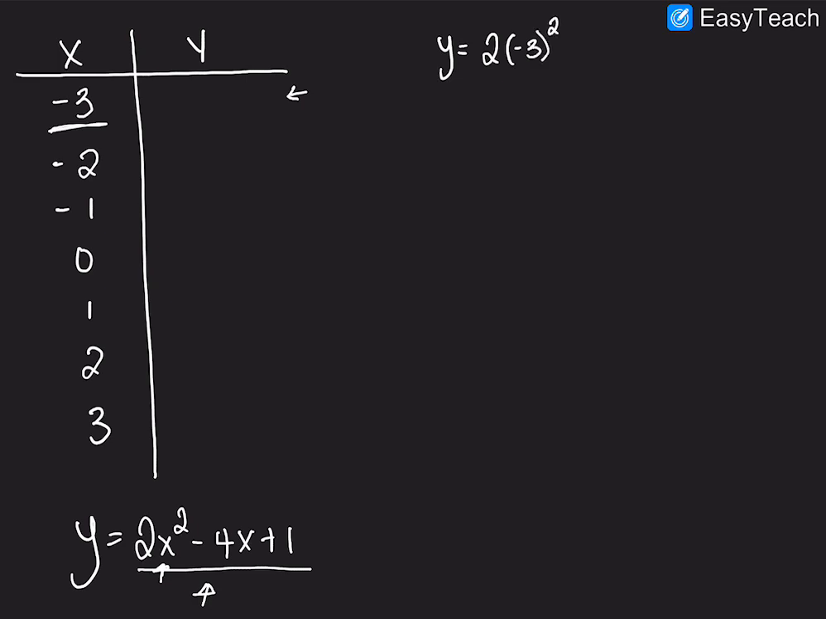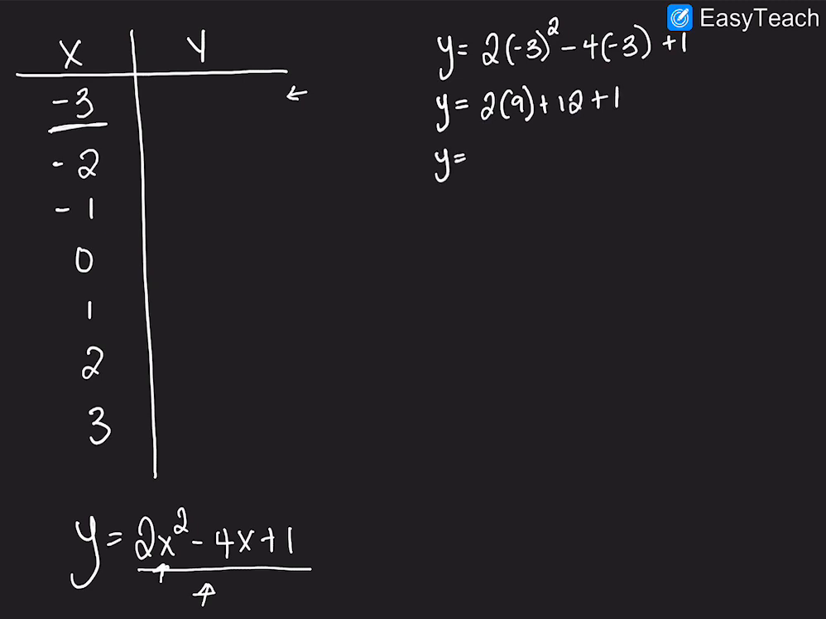squared. Notice that both the negative and the 3 are in brackets, and we're squaring them. If you put the negative outside the bracket, it changes your answer, because that is going to be a +9, not a -9. But let's keep going. We have a -4, and I like to put my x's in brackets just to keep them organized. Again, -3, plus 1. So our y here is going to equal 2 times 9 plus 12 plus 1.